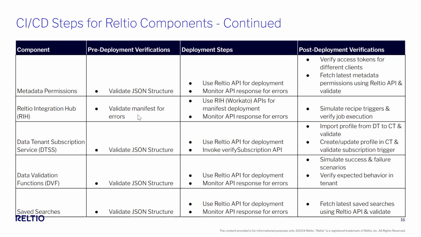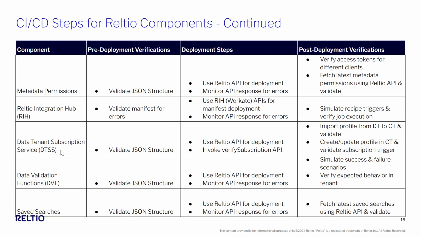Here you can validate the RIH manifest for any errors, and there are standard ways of doing that under pre-deployment verification. In terms of deployment, you have to use the RIH APIs for manifest deployment. Right now, most of you will be doing it manually using the UI, but there are APIs available to do the manifest deployment. You can monitor the API response for any errors. In terms of post-deployment verification, you can simulate the recipe triggers, or even test the recipe programmatically to check for any errors or verify the job execution. So these are the steps available for RIH.